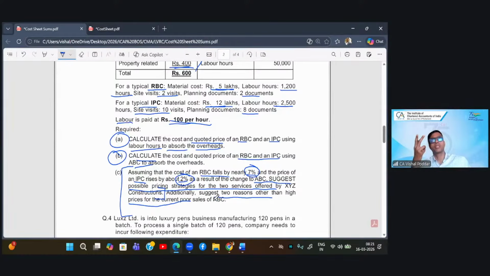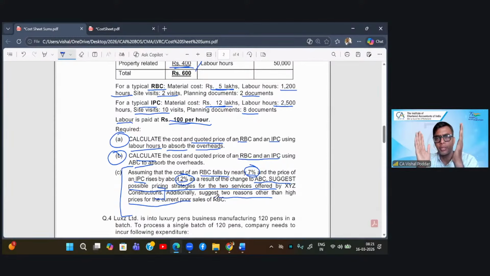The other reason is that this particular market has very less demand. Now, when the demand is less and you have multiple players, then your probability of getting the projects is also less. So these could be the two reasons other than the high price why we are not having good sales of RBC. This is a purely judgmental answer that will change with every question. You'll have to use your judgment in how you answer this. So this is more of a theoretical part in this question.